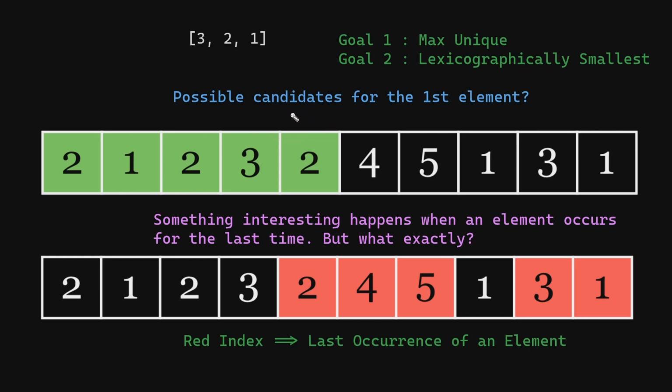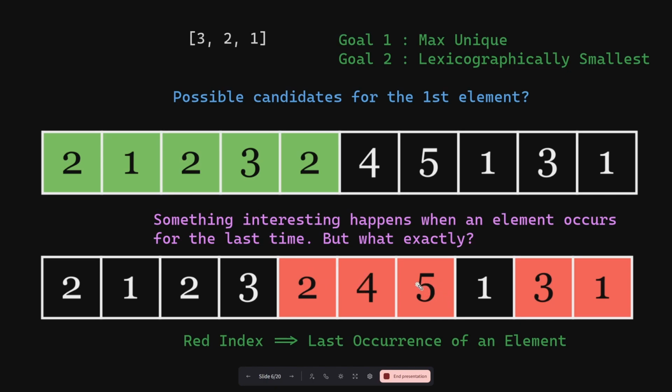So now this gives you a hint that whenever an element appears for the last time at any index, something interesting happens. What exactly, we are not sure yet, but definitely something strange happens when an element appears at an index for the last time. So let us go ahead and mark all such indices where an element appears for the last time in red. So you can see that there were 5 unique elements, so we marked the last occurrence of all these unique elements in red.